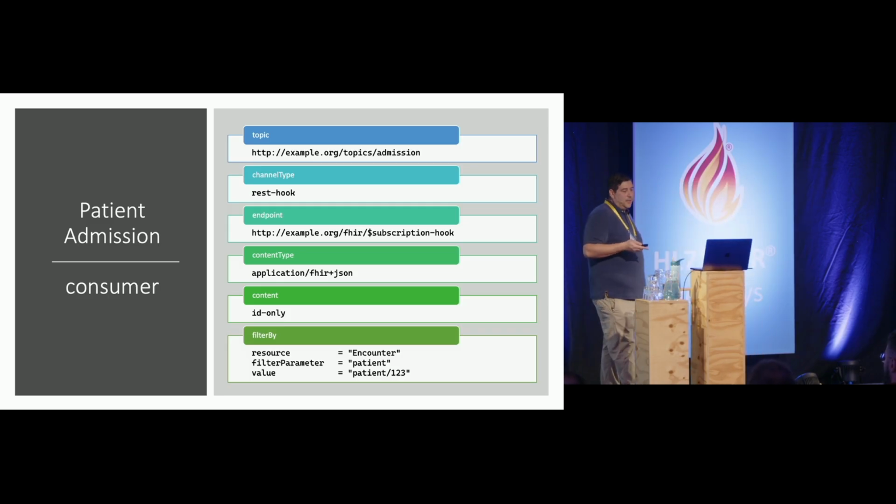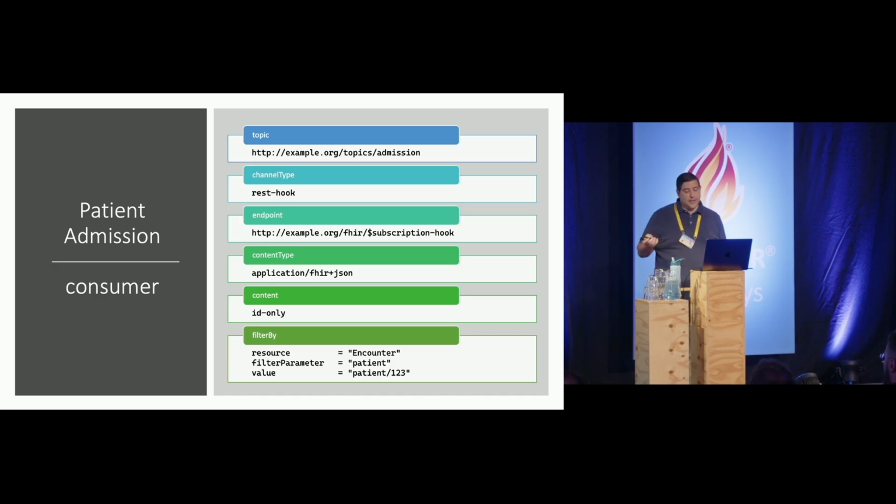What the topic looks like, same type of thing, break it down into the elements. We have a topic, we have a channel type, we have an endpoint, we have a content type, we have content levels, and we have filters. These are just the FHIR representations of those things.